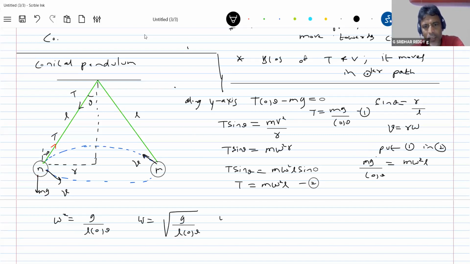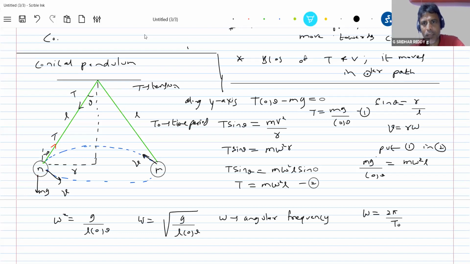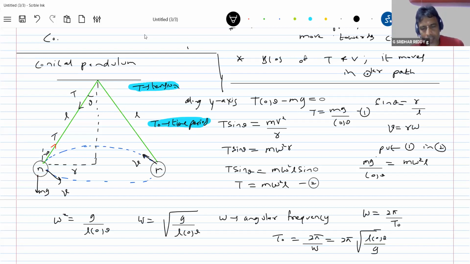Now what is omega? I should call this angular frequency. Now how are omega and time period related? I'll write T naught, since T is a tension here. T naught is time period. The symbols are a little bit confusing. So now we know omega. Shall I get the time period? The expression for time period should be equal to 2 pi by omega. Omega value, so this will be 2 pi root of L cos theta by g. This is the time period.